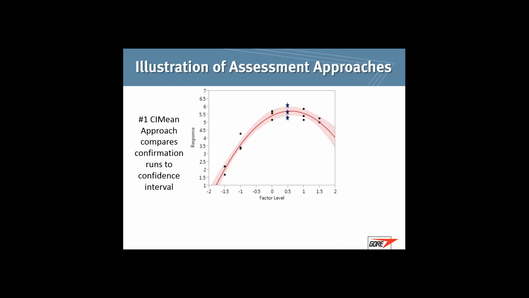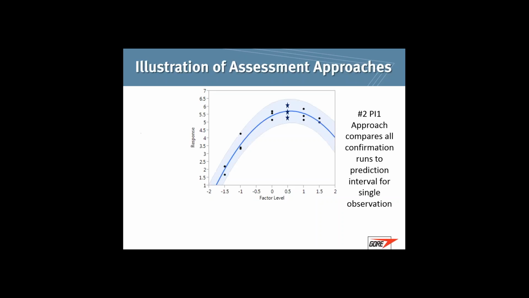I'm going to show you a little later in the simulation that this approach doesn't work. It has been recommended in the literature, but I do not recommend it as an approach because it doesn't account for the individual variability in the runs themselves. So you would take the band, and if any of those individual confirmation runs fell outside of the band, you would fail the confirmation.